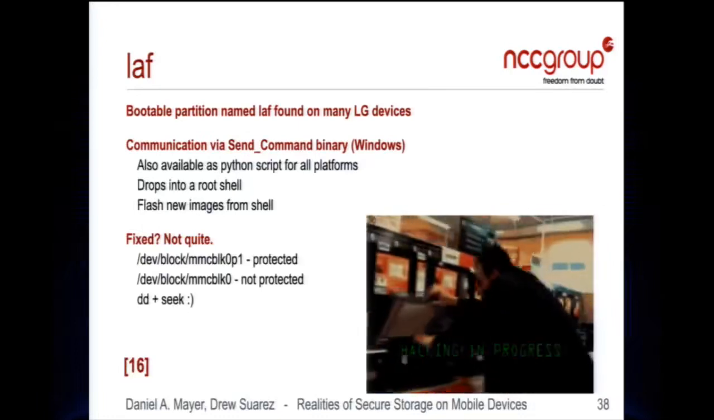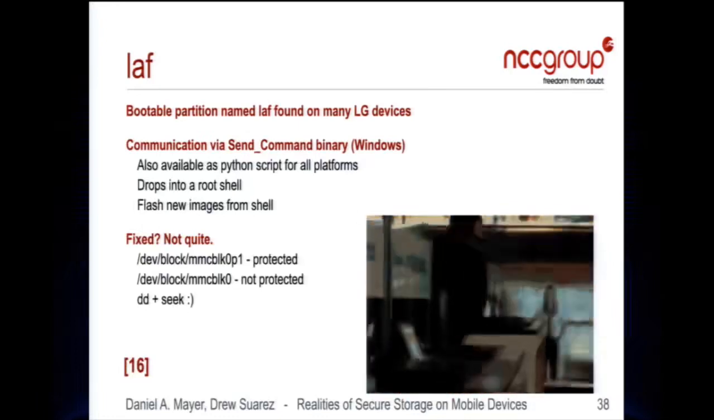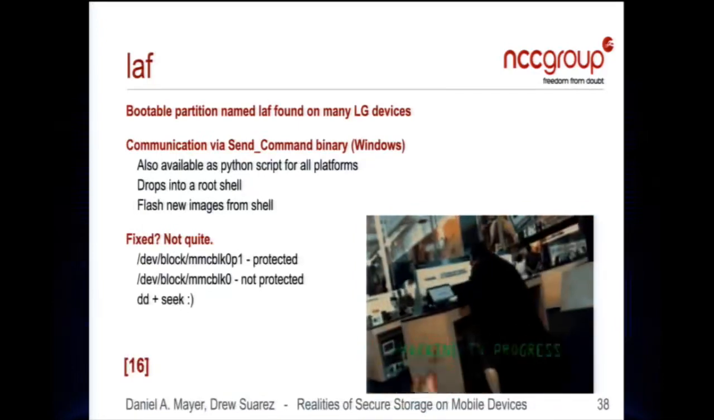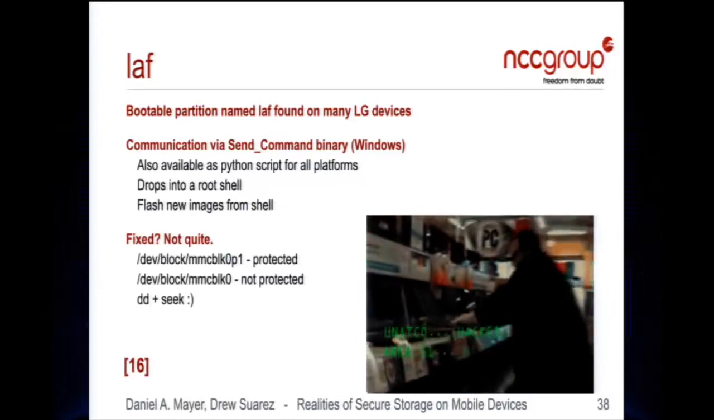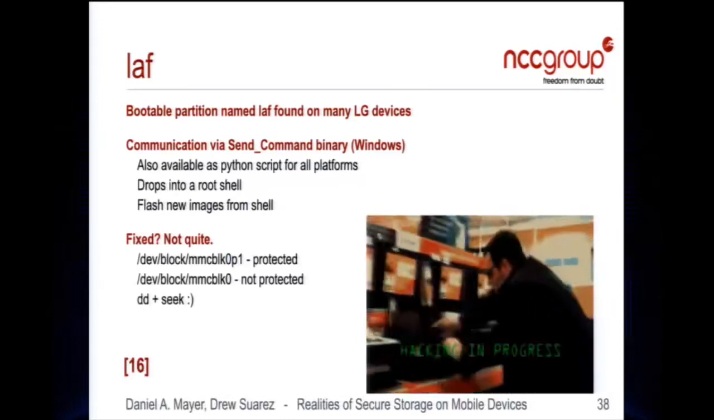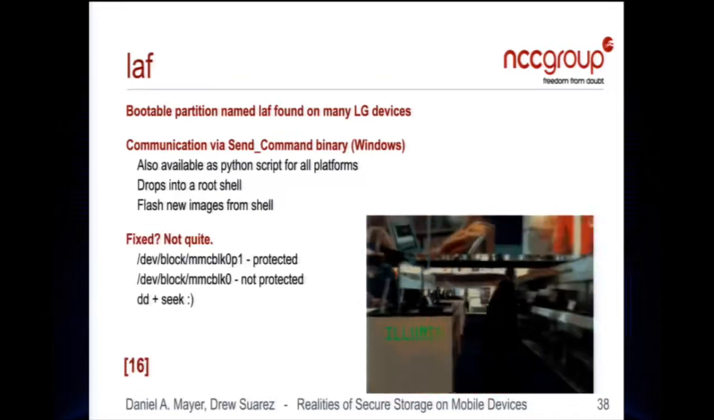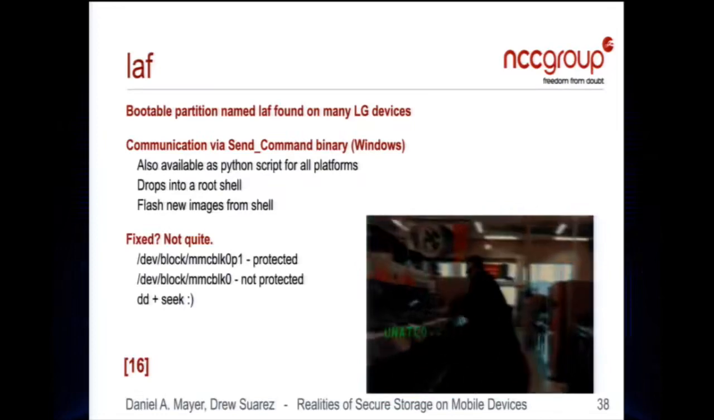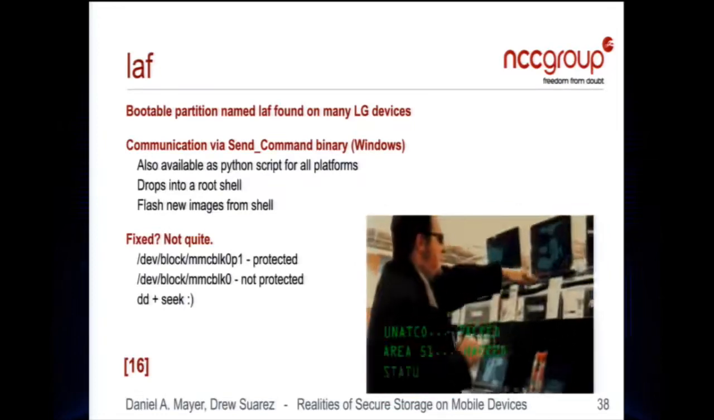They attempted to fix this, but they didn't really do it very well, in the sense that they protected the specific partitions themselves and not the root device. So if you use dd and seek and cleverly write the image, you can overwrite block 0 and still overwrite the image you wanted to and take advantage of this.